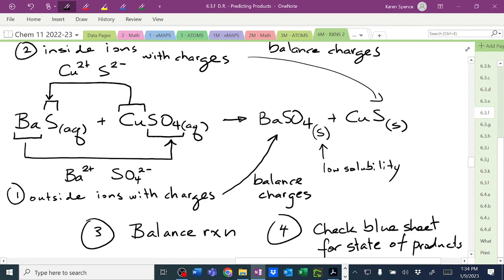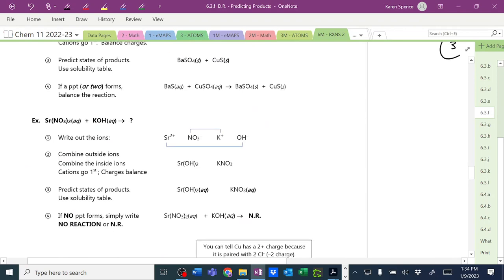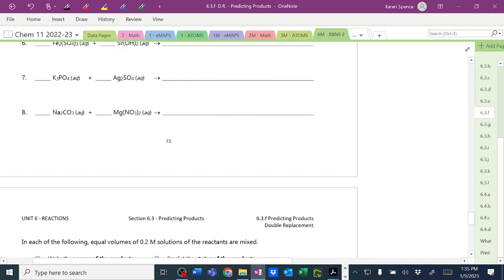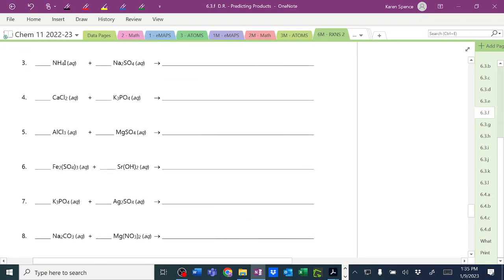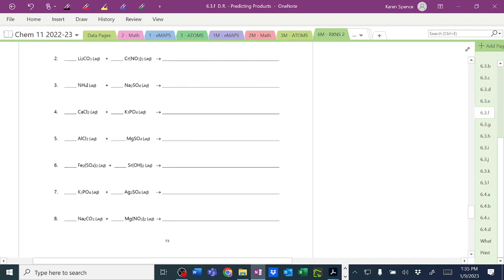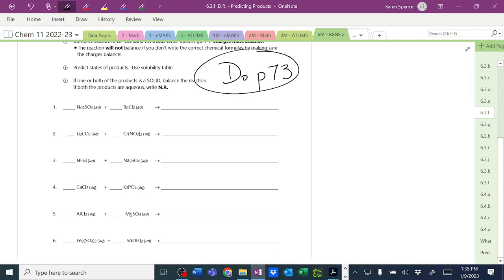Is that good? Okay. So there's more examples here if you want to read through them. But I would like you to, how about we just do page 73? Is that doable? Well, that's what you should be doing, actually, right? You can do the other.